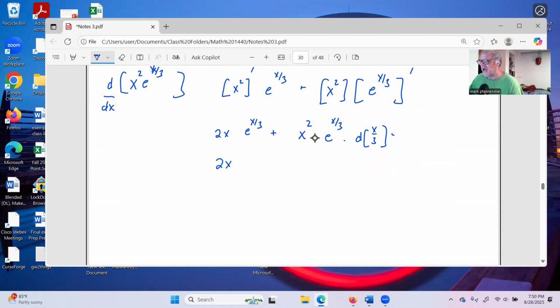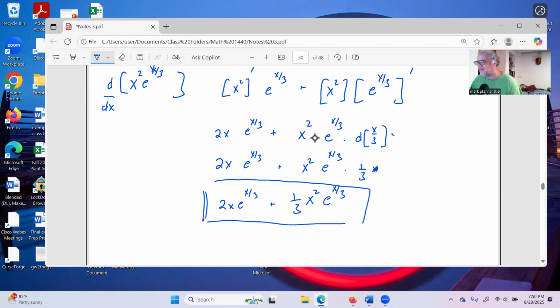We're going to say this is 2x e to the x over 3 plus x squared e to the x over 3 times 1/3. Oh no, I'm sorry, no x, just times 1/3, because the derivative of x over 3 is just going to be 1/3. So let's simplify this down a little bit. We have 2x e to the x over 3, plus 1/3 x squared e to the x over 3. All right, and that would be my answer for the derivative of x squared e to the x over 3. All right, so that's not too bad.